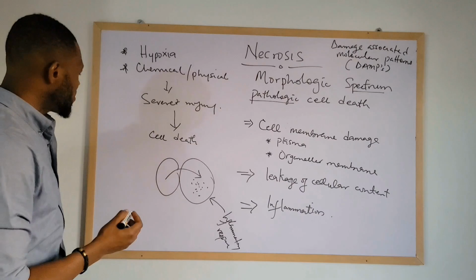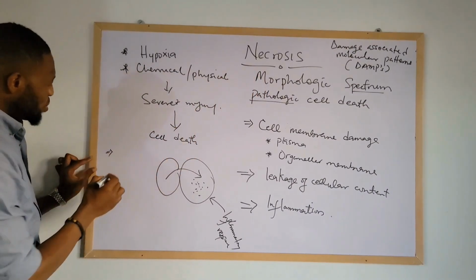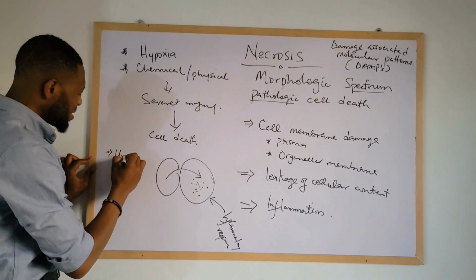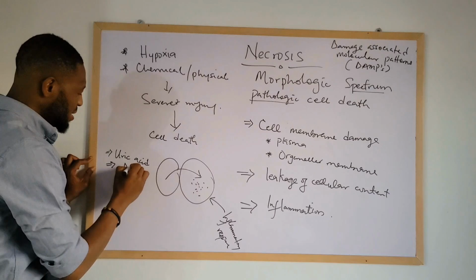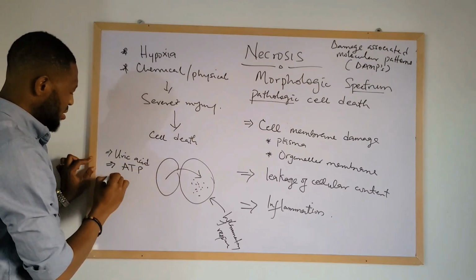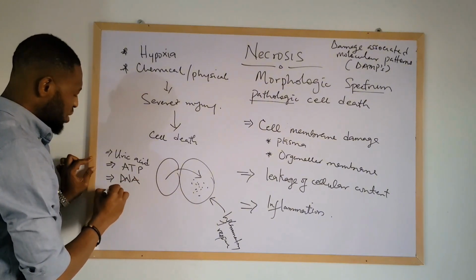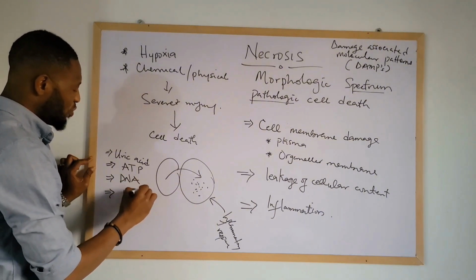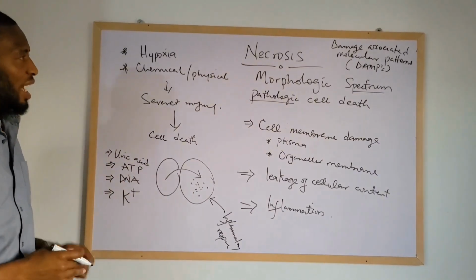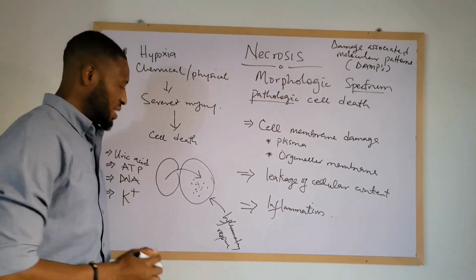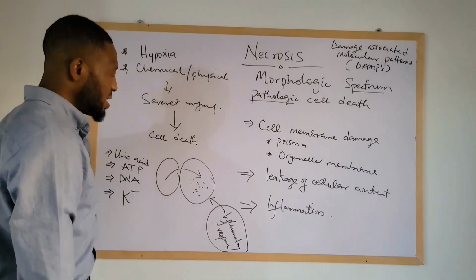And examples of these molecules that have been termed the damage-associated molecular patterns include uric acid, ATP, DNA molecules, and changing concentrations of potassium ion. Okay, these things and several others are damage-associated molecular patterns, and of course they are recognized by the immune system.